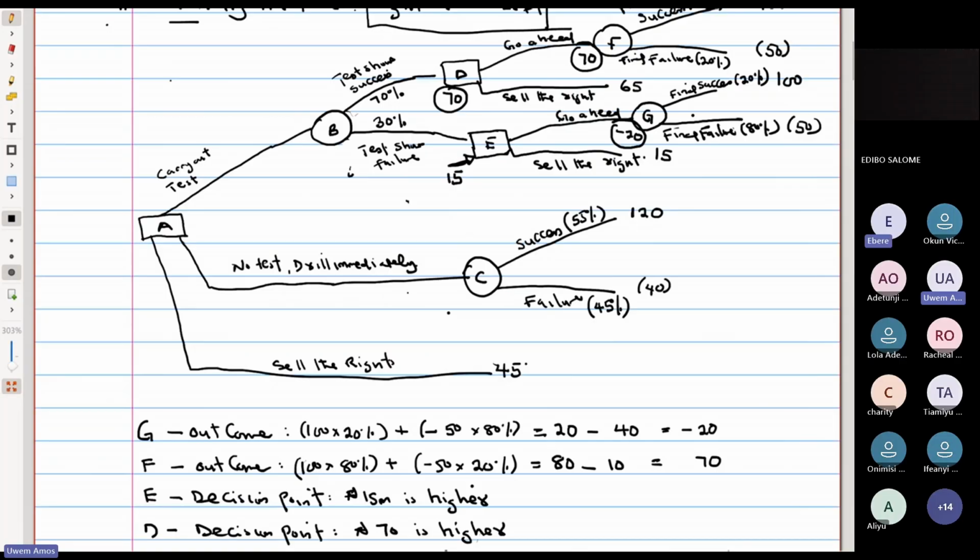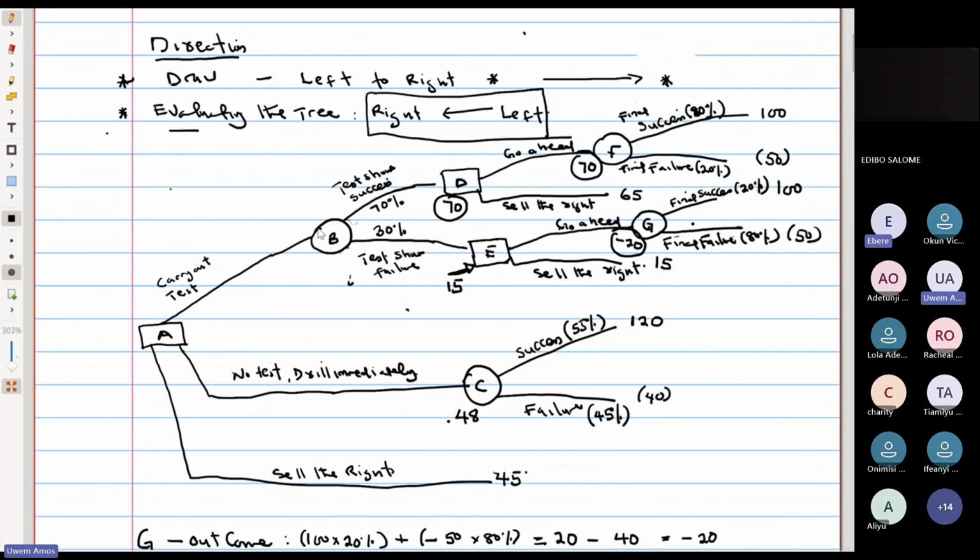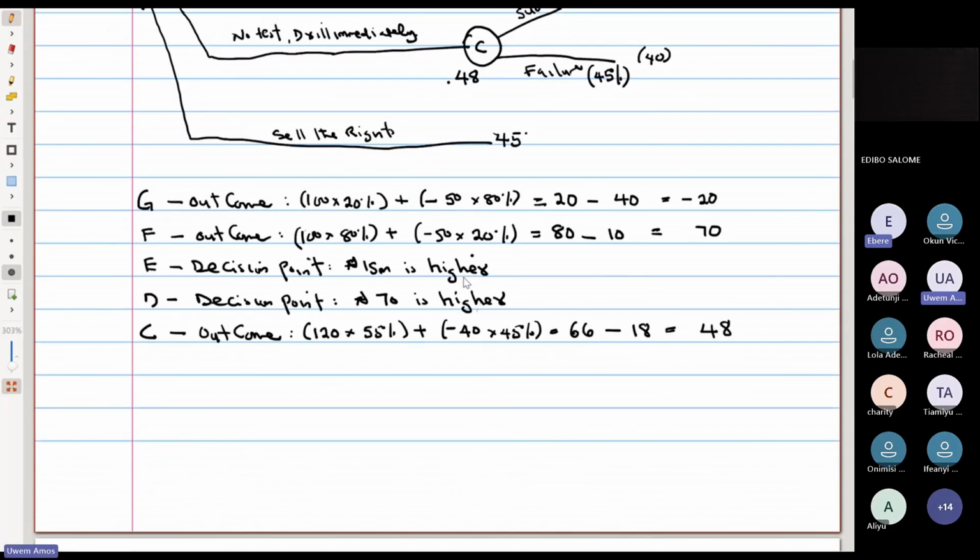So our C right here is 48. So before C is B. You see, that's the reason why we had to label it so that it's easy to follow along. So before C is B. So what is our B? A decision point or an outcome point? Outcome. So we need to find the expected value. 70% takes us to D, which is 70. 30% takes us to E, which is 15. So B is an outcome point.